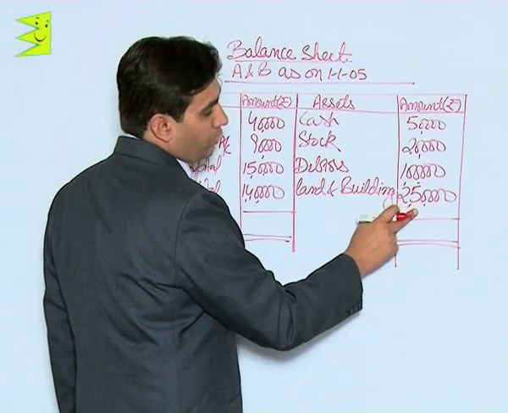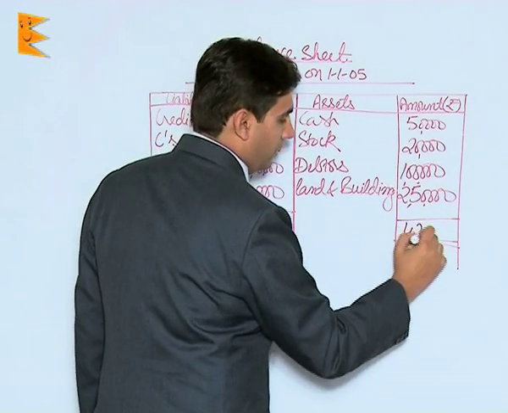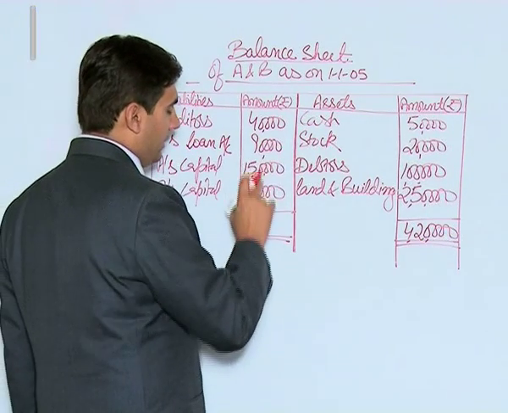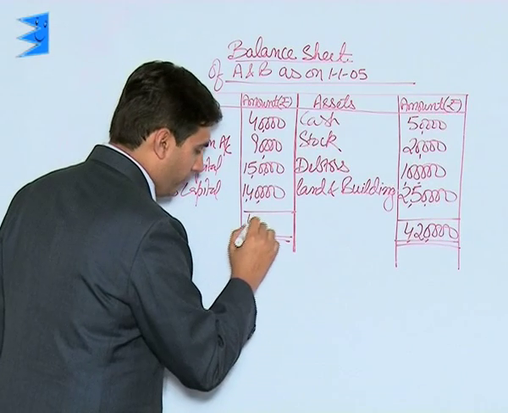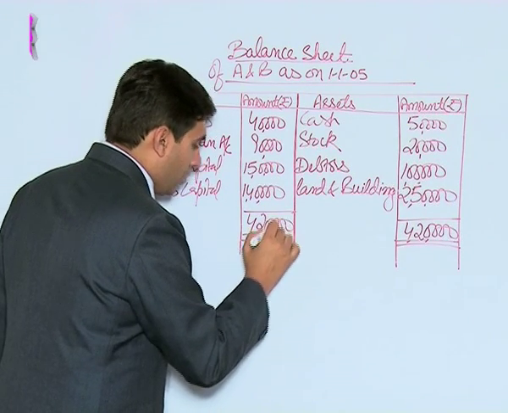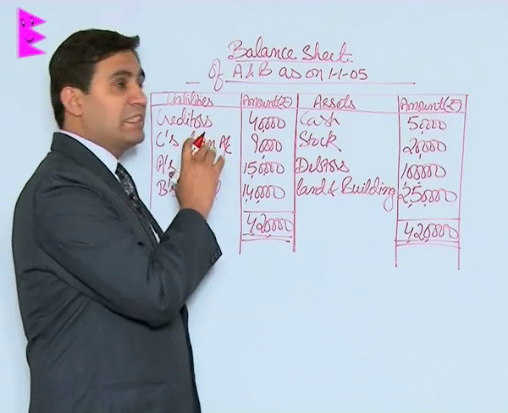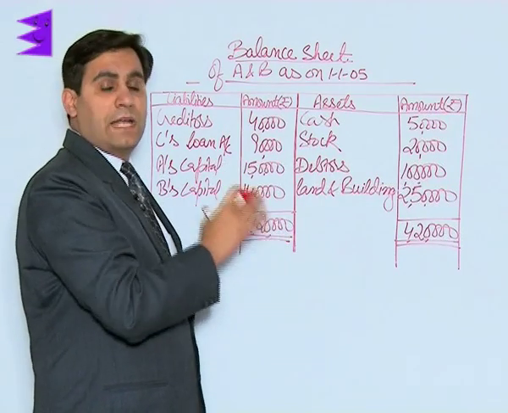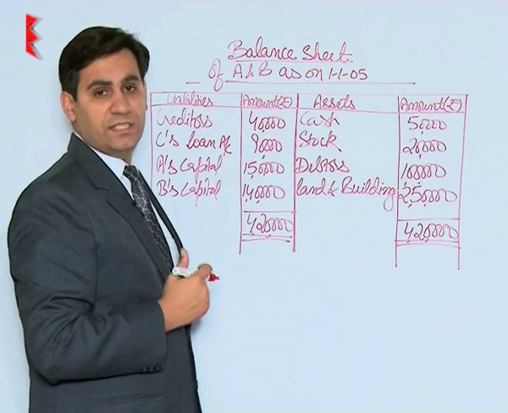So the total comes to 2,50,000 plus 3,50,000 and total is 4,20,000. On the liability side, we have 2,90,000, 1,30,000, and that is 4,20,000. So students, the balance sheet tallies out. That means all the entries have been posted correctly, and this is the new balance sheet, that is the balance sheet of the remaining partners A and B after C's retirement.